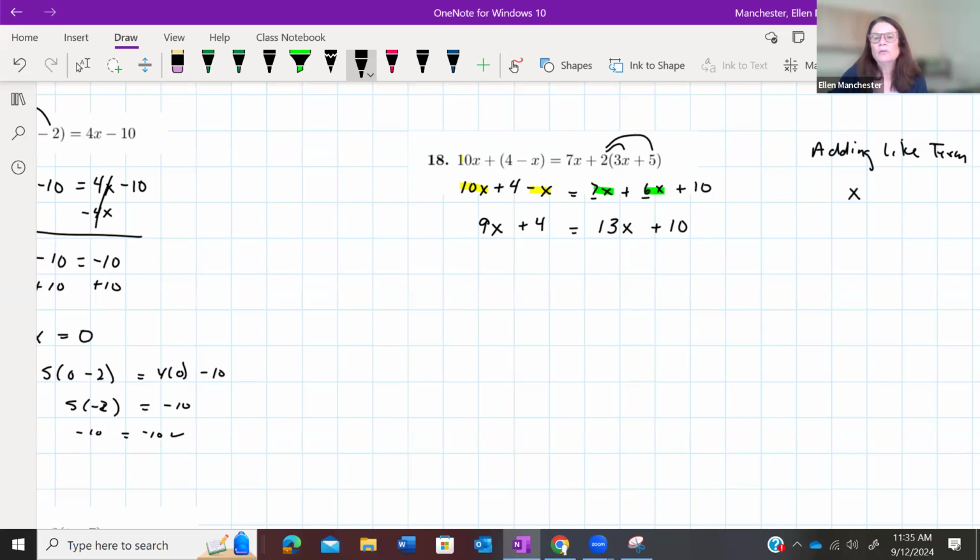So the variables have to be the same. The exponents have to be the same. If I had x cubed and x squared, these are not the same. So the exponents have to be identical in order for it to be a like term. So now you're right back to the multi-step one.